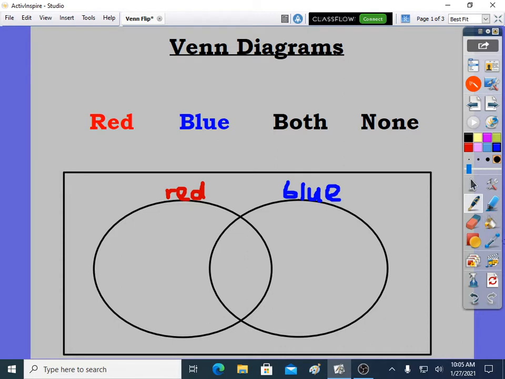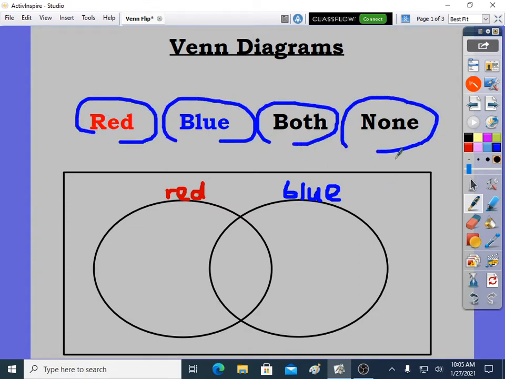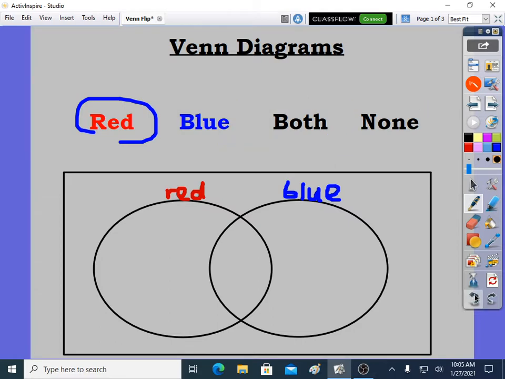If you choose both, you end up in the middle because then you're in red and you're in blue. If you choose none, you end up in the outside, inside this big box but outside the circles. So there's a place for all four of these votes, red, blue, both or none, all fit on the Venn diagram. And that's what Venn diagrams are for, just a picture version, a diagram version of the voting.